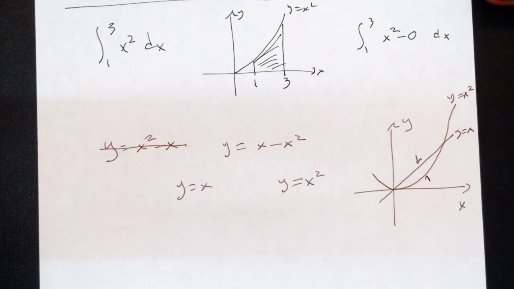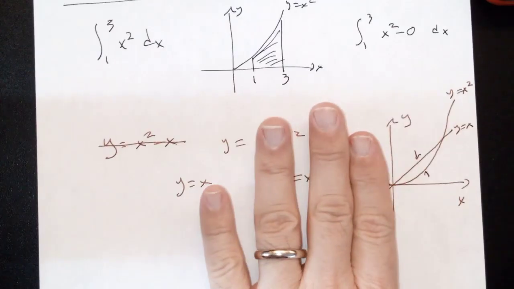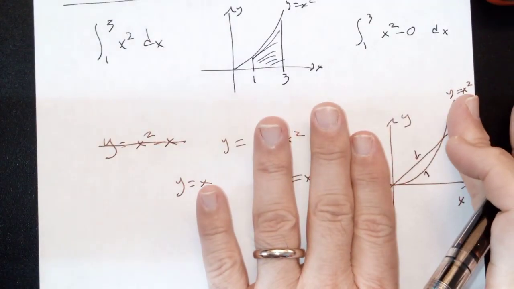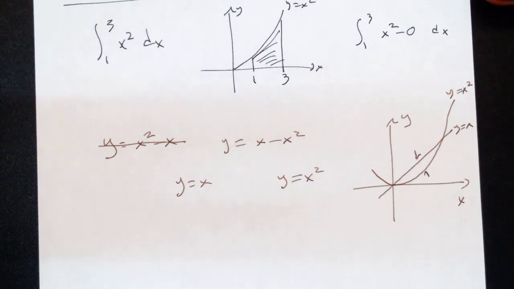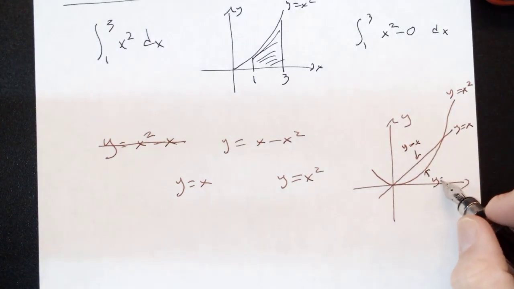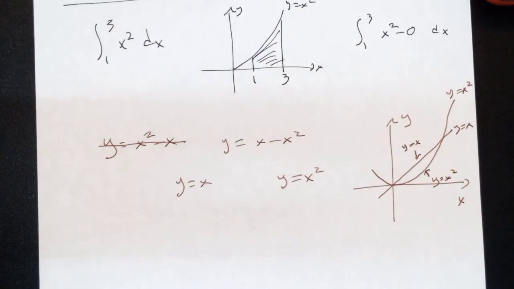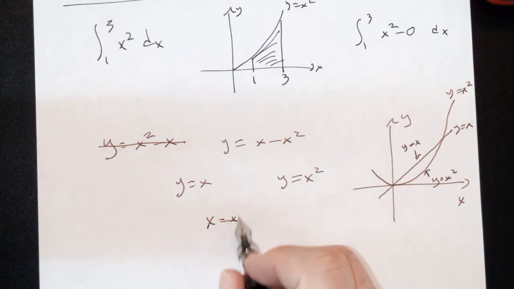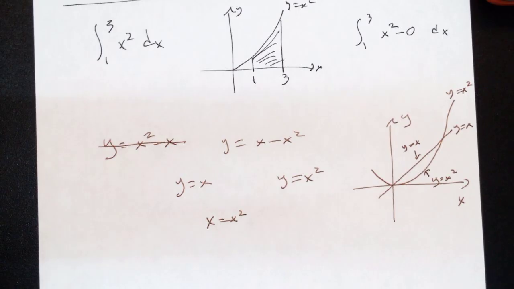Where does this region start? Where does it end? I clearly only want that piece. I do need to find the intersection points. And I find the intersection points by asking where are these equal to each other. Where does that happen?